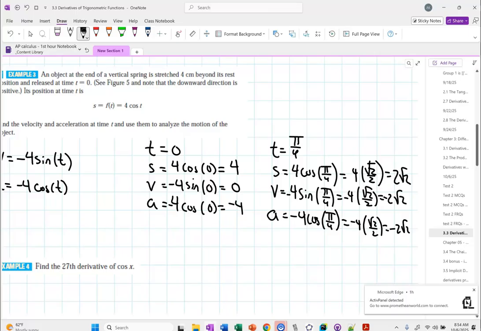Is everybody okay with that idea? So if I look at this, I'd say, okay, the position of the object is at 2 root 2, and it is moving like we're moving back up, since we defined that as the negative direction. And we're accelerating in that direction because the sign of my acceleration matches the sign of my velocity. So we're accelerating up into that position.